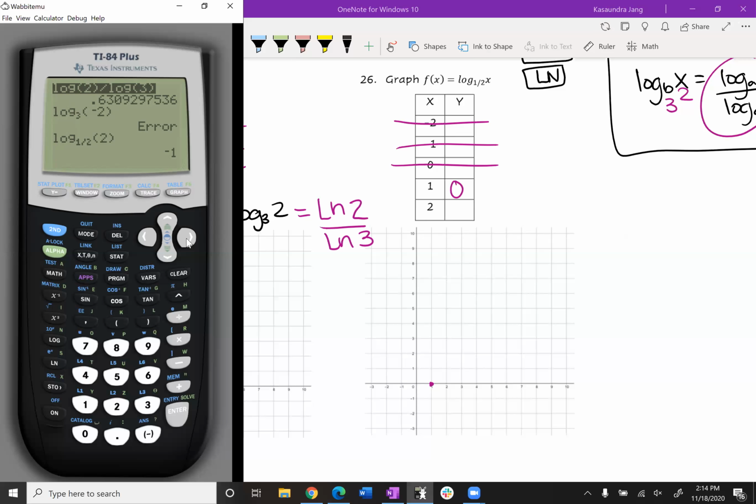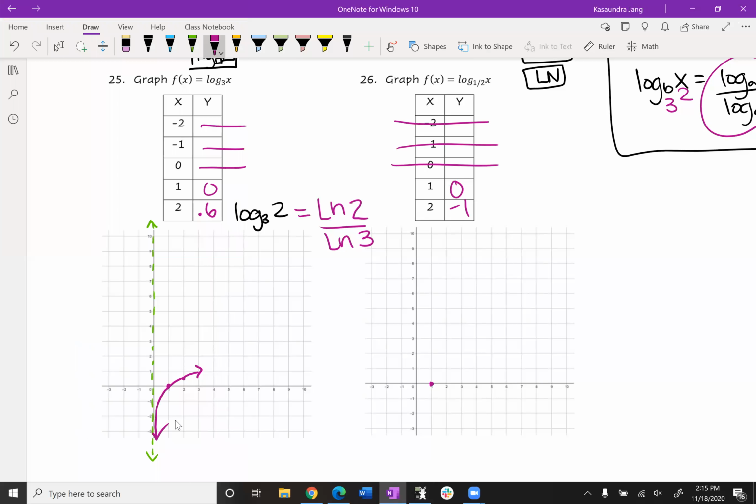If anybody's using the change of base formula, I didn't have to use a change of base on this particular calculator, but I know a lot of the calculators do. So if you did the change of base formula, I would change it to either a natural log or a common log. And that also ended up with a negative 1. Okay. Nice, you got the negative 1 now. Okay, so I got the point (2, -1), which is right there.